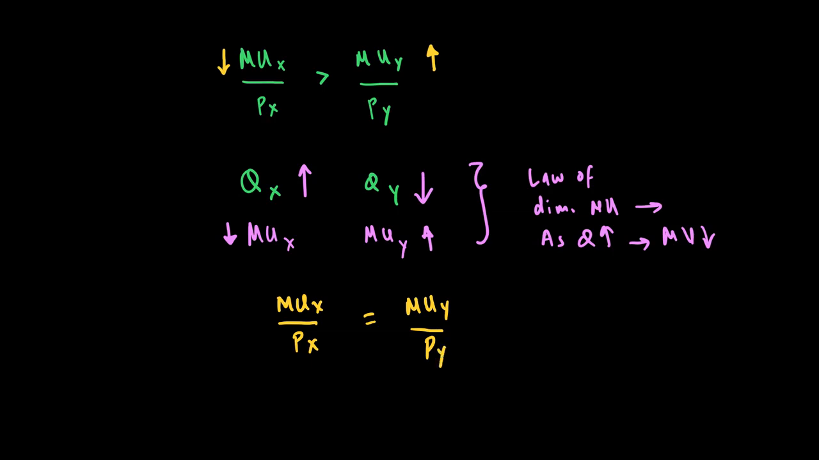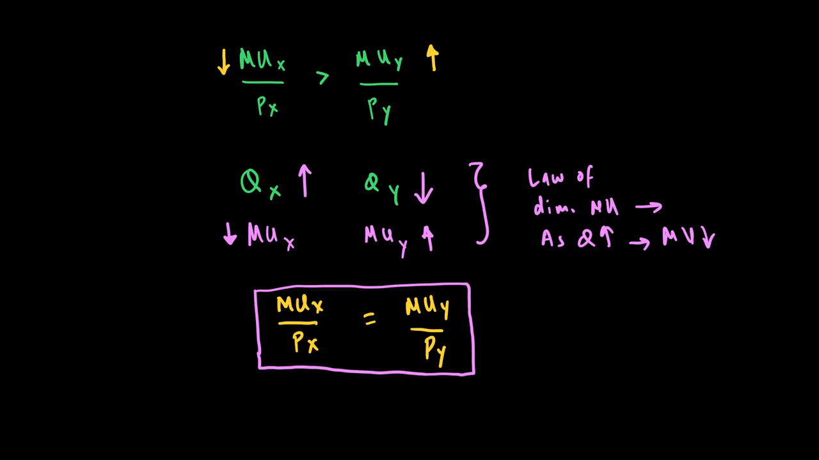And in that scenario, when MUX over price of X equals MUY over price of Y, we say the equi-marginal principle is met. This is where the goal of the consumer, which was to maximize his total utility per dollar spent, is achieved, and therefore you no longer substitute. So when the ratio was unequal, we substituted more for X and less for Y, and that led us to this situation where they became equal. And that combination will be the one that maximizes our total utility from a given budget. So this is how we use the equi-marginal principle to maximize our total utility.